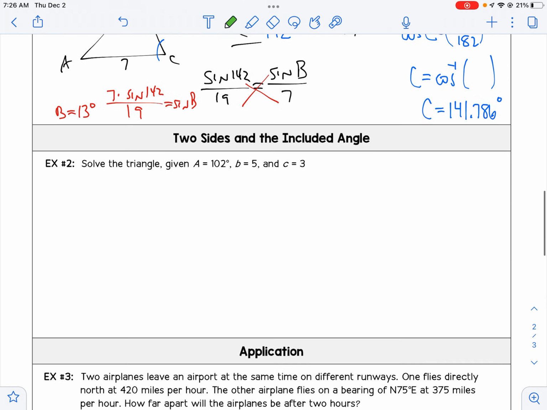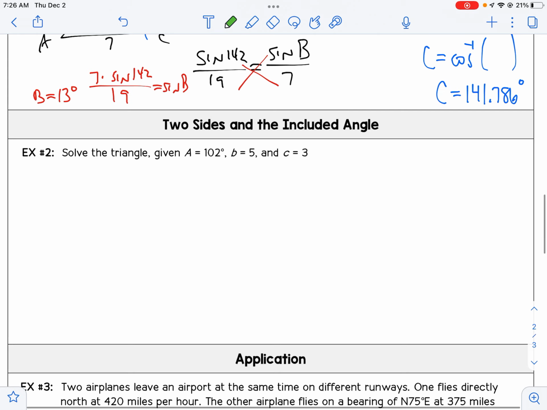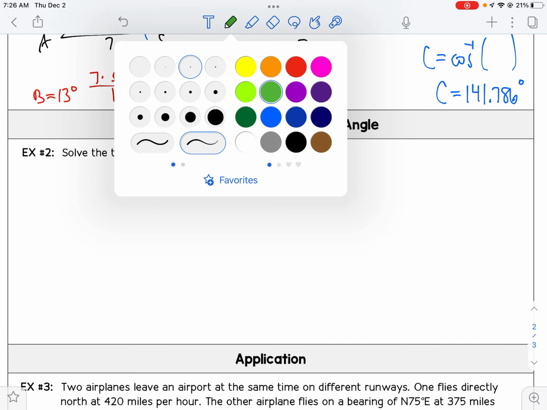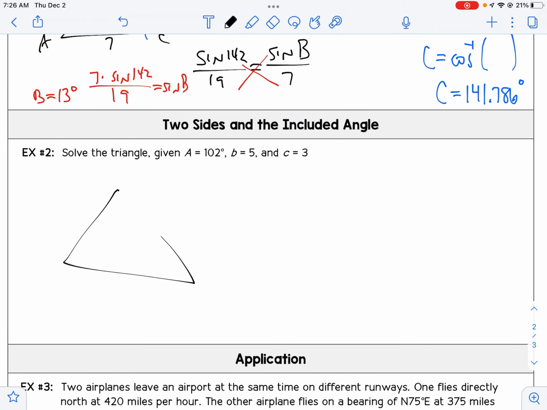Then the second example here would be if I have two sides and the included angle, so side, angle, side. Again, that does not offer me an angle-side pair. If I know this angle is 102, but I don't know side A, then law of sines is still no good. So I know that side B is 5, I know that side C is 3.